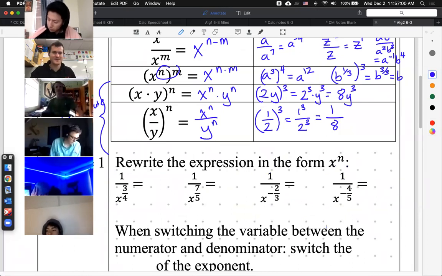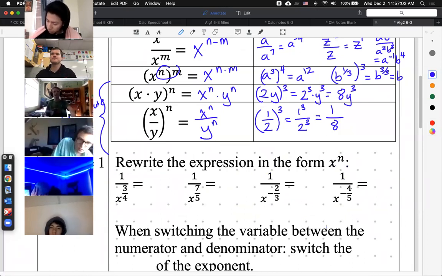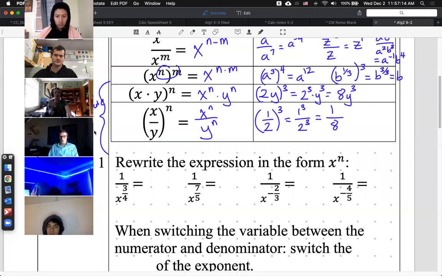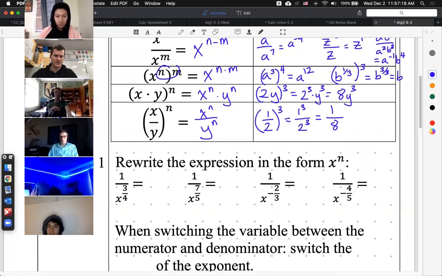Okay, I have a question. For the distributing one, for the bottom one, so it's 1/2 with power of 3, wouldn't you subtract the exponents? That is a great question. Does anyone know why you don't just do 3 minus 3 and get 0? Why do you not subtract the exponents?